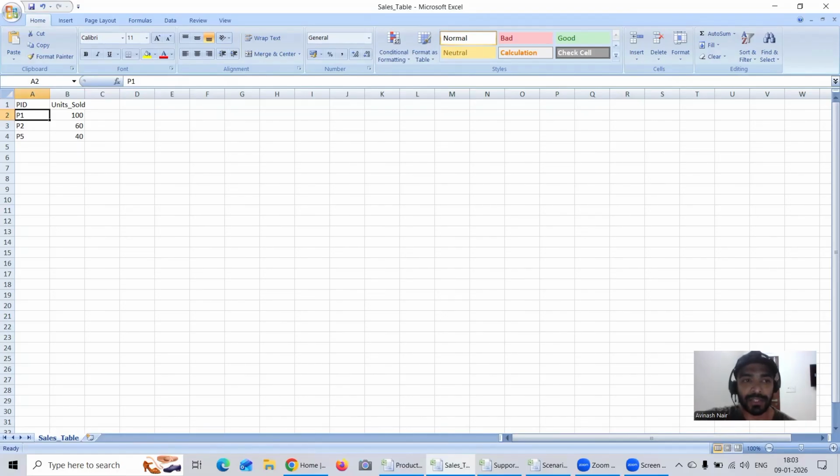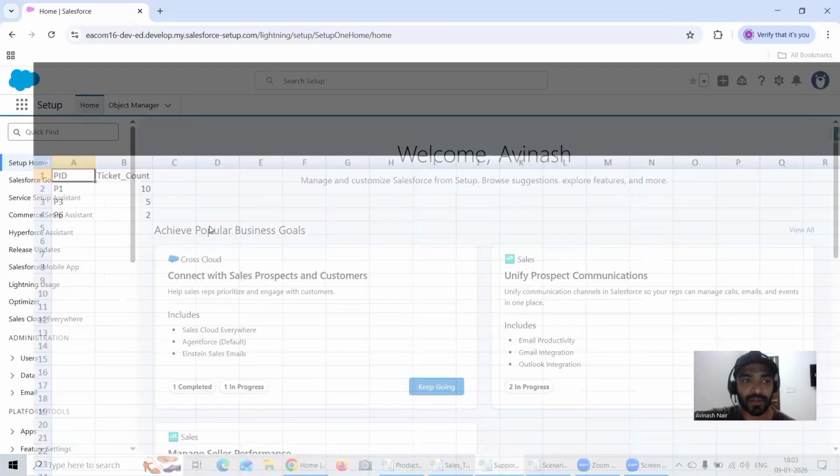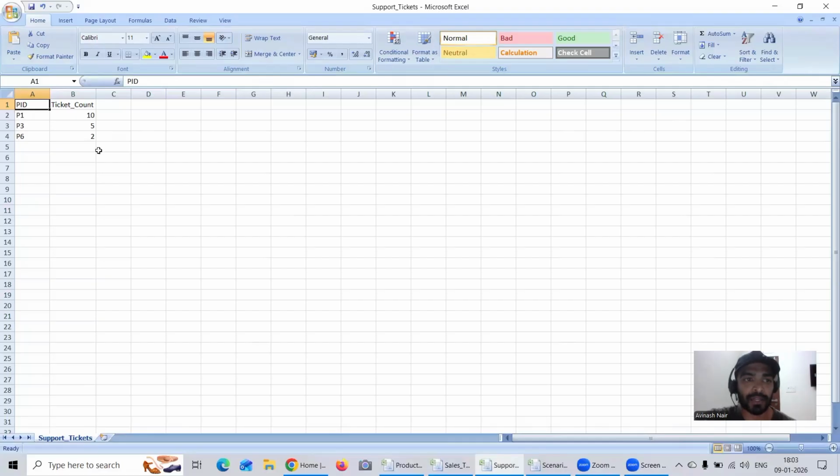After that we have something called the support ticket. So what is the total ticket count? For example, for P1 you have 10, for P3 you have 5, for P6 it is 2. So support tickets is like the number of issues.